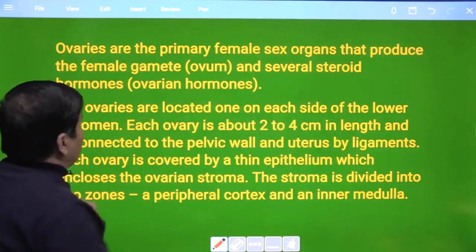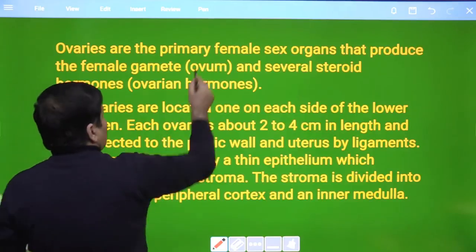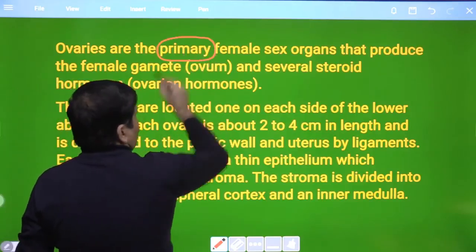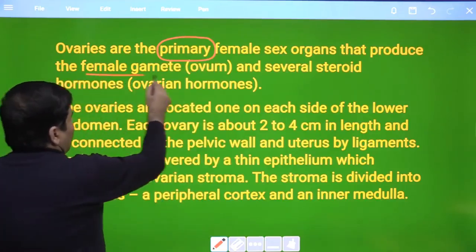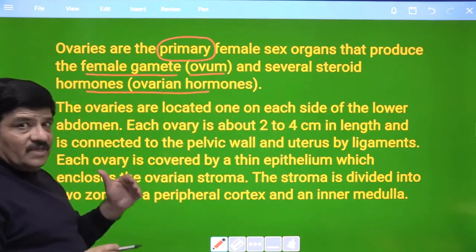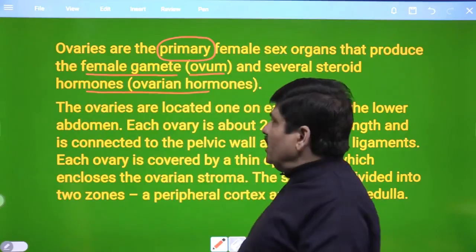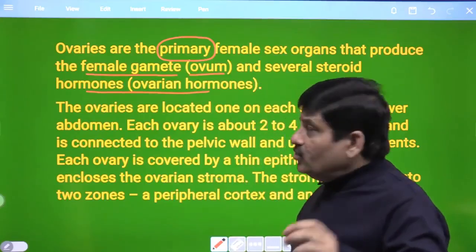So ovaries are the primary female sex organs that produce the female gamete, the ovum, and several steroid hormones, the ovarian hormones. And the hormone that regulates the development of secondary sexual characters would be estrogen.